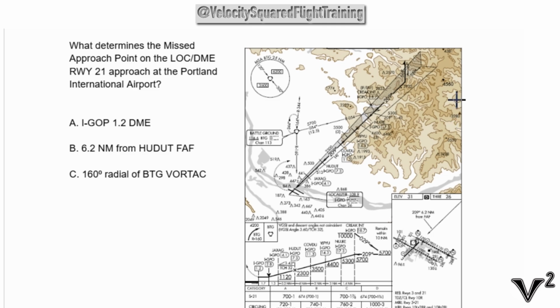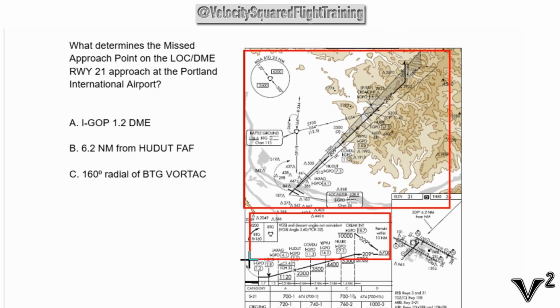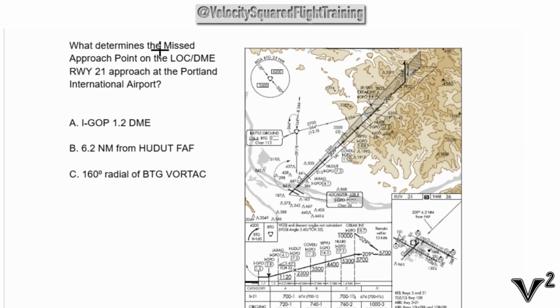So as you can see here, we've got an instrument approach plate. I cut the top of it off just so it fit. You don't need it for this question, so just know there's usually more stuff up on top of the plan view. So the plan view, the profile view, we've got all the stuff. So this question: what determines the missed approach point on the localizer DME approach at the Portland International Airport? You're going to want to focus on the profile view, because we've got a localizer here.